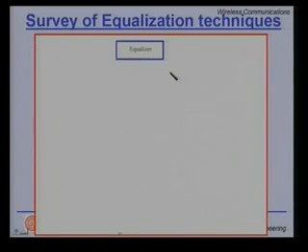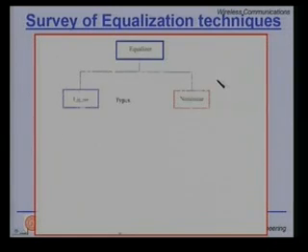Now, let us classify our equalizers. So, the equalizers can be broadly divided into linear and nonlinear types. Linear, no feedback from the dk; nonlinear, yes, there is a feedback.